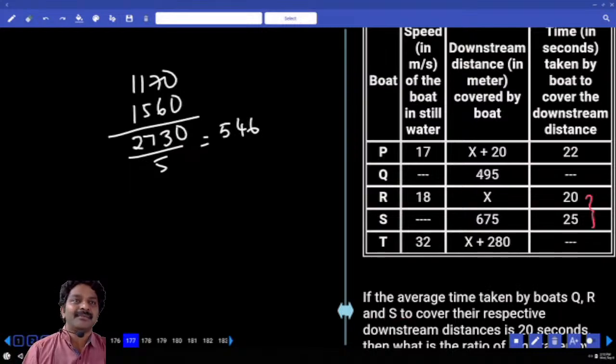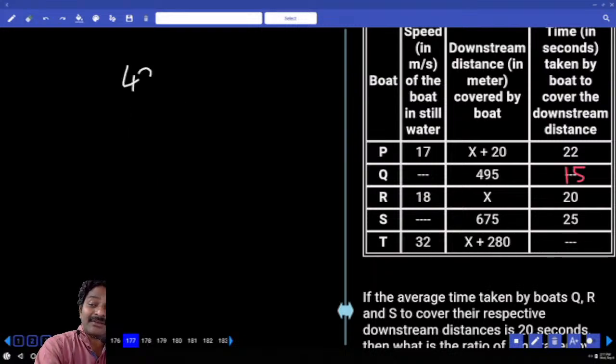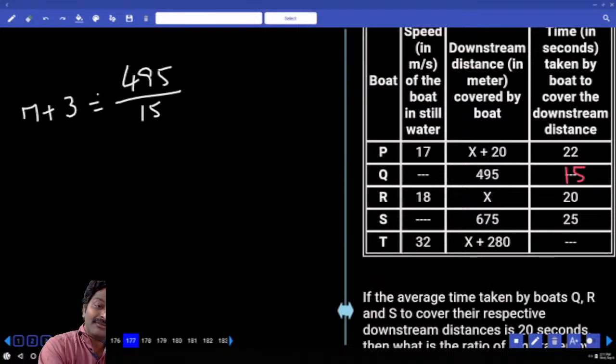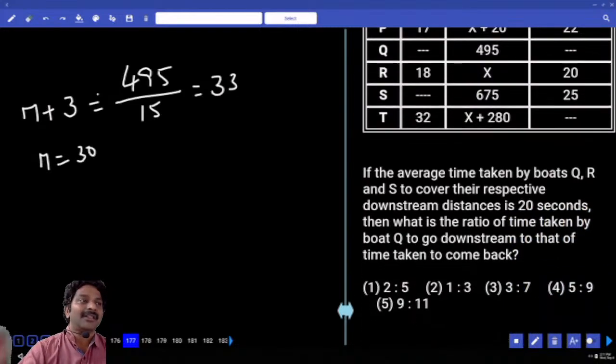R and S together, they already mentioned it as 45. Then for Q it has taken 15. Am I right? So 15 seconds it is taking to cover how much distance? Which is equal to 495 divided by 15 only. This is equal to downstream speed, that is M plus S. How much is the S value? We know that, so this is 33. From this M is equal to 30. Correct? Now we got all the values. Now let's see the question.